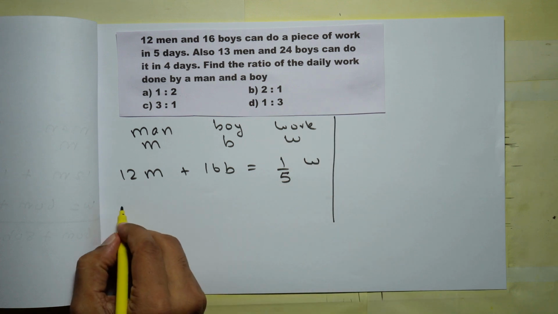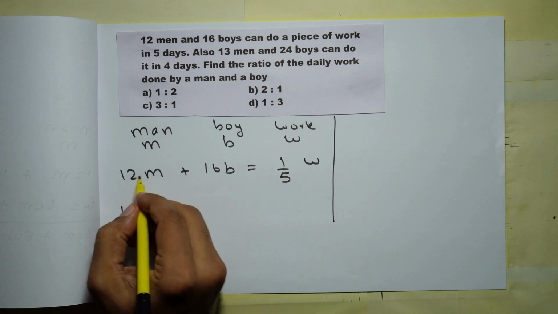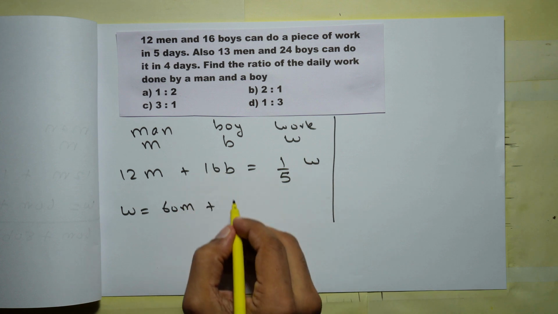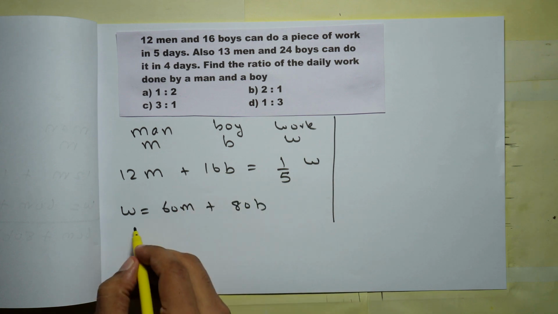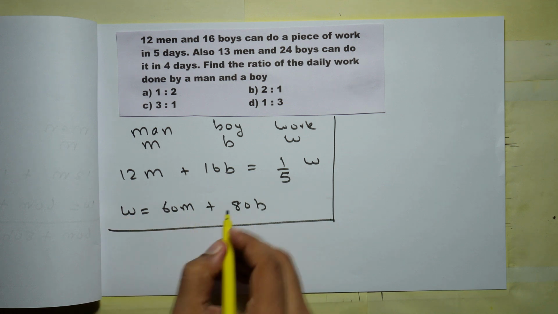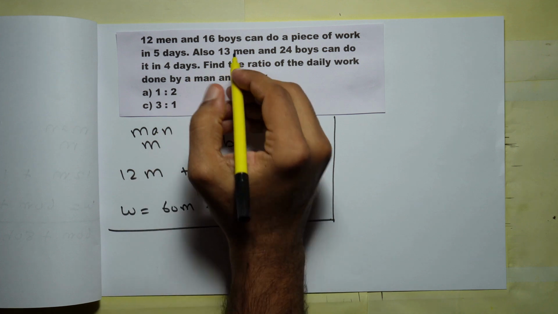Now from this you will get W is equal to, I'll just bring 5 to this side. So 5 into 12, 60M plus 5 into 16 gives you 80B. So this is the first equation. You will get the whole work is equal to 60M plus 80B. Now we'll form the next equation.